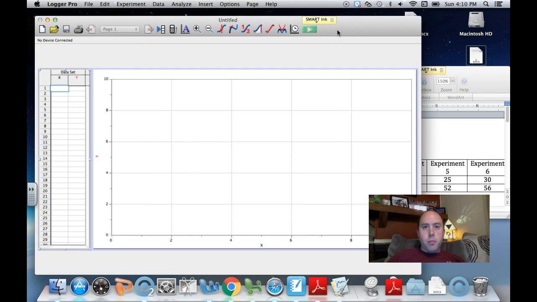Once Logger Pro pops up, you'll see you have an X and a Y chart. In the X chart, you need to put in your independent variable. The X axis is always your independent variable. This is the variable that you control.